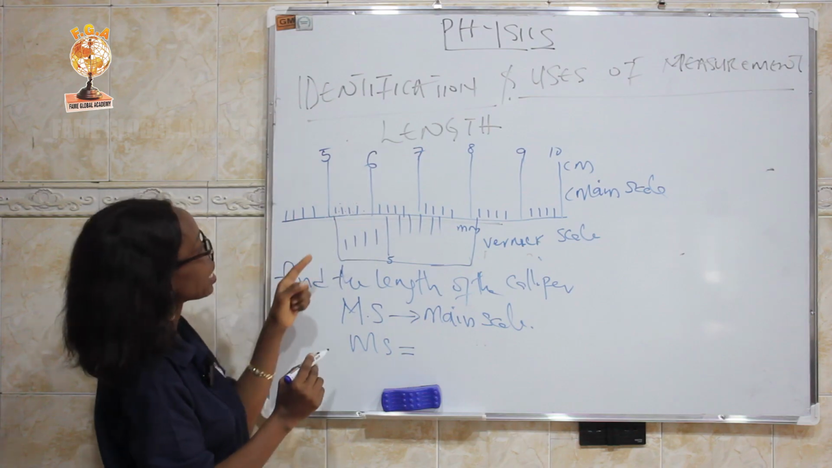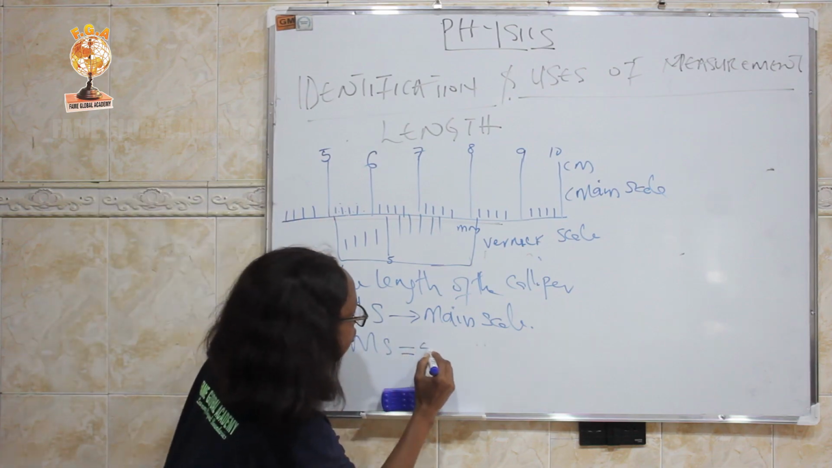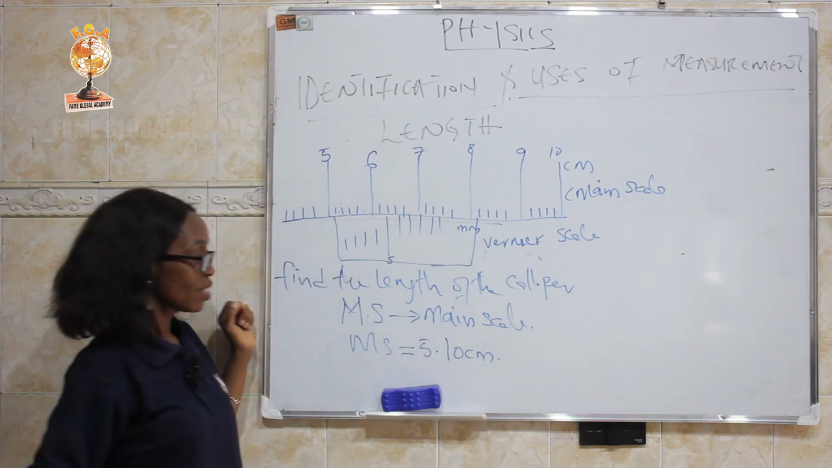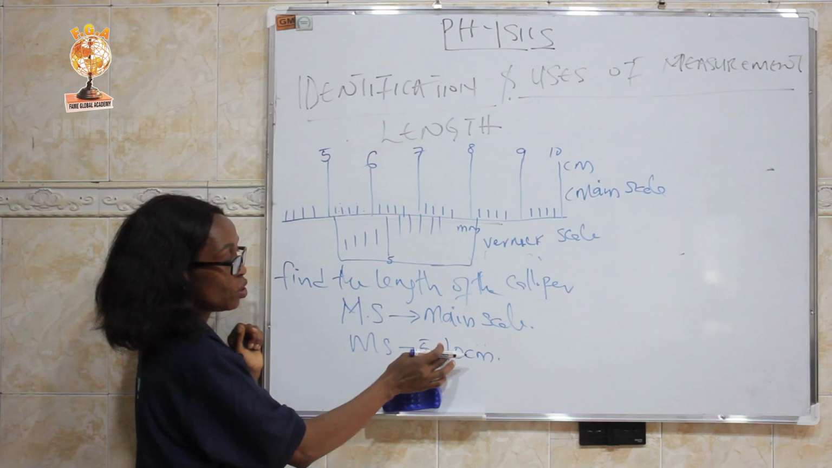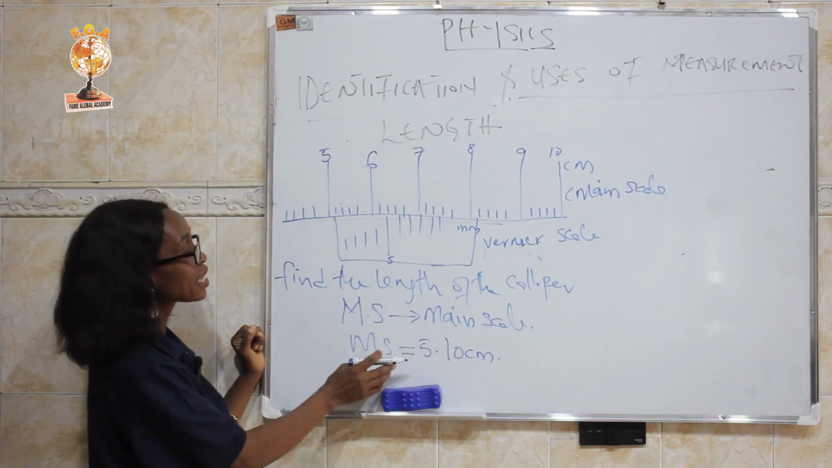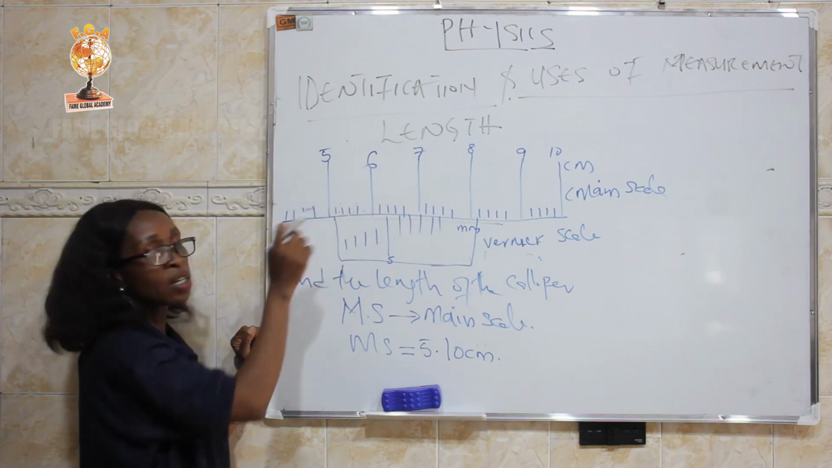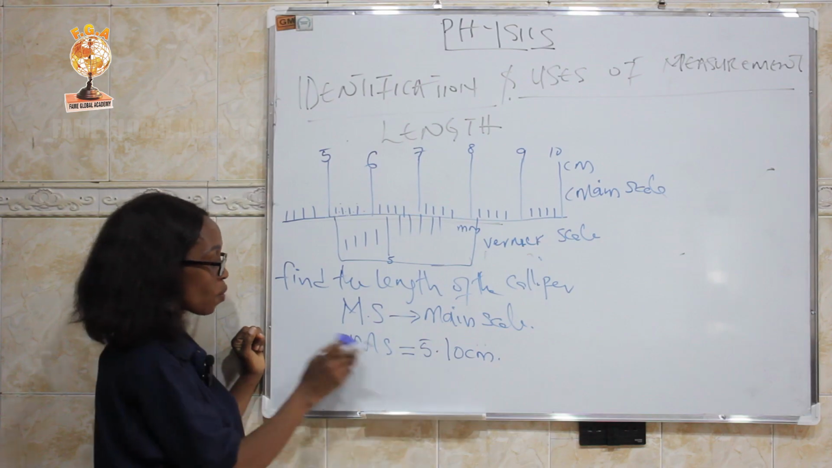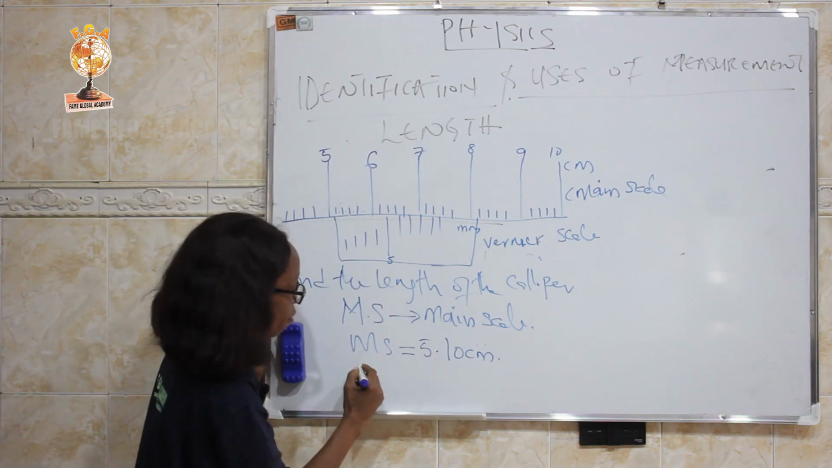So if that's the case, the main scale is now at 5.1. I will now write 5.10 centimeters. It has to be in 2 decimal places. The main scale is now 5.1 centimeters. Now, the next thing I need to do is to find the vernier scale, VS.